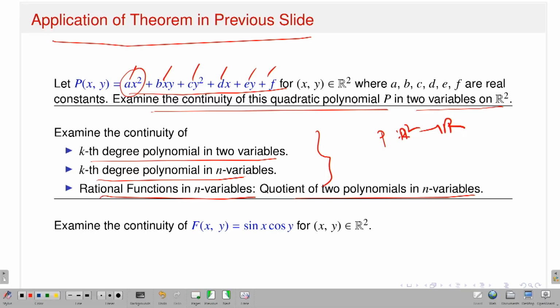Rational functions in n variables, that is, quotients of two polynomials in n variables, you can also examine for continuity using the properties of the algebra of continuous functions I have listed out. Also you can examine the continuity of this function. You can either use the algebra or just use the epsilon delta definition, because you have a sine function and cosine function, and you just estimate the continuity of capital F at any point. You can use trigonometric formulas and the epsilon delta definition, and then I think you will be able to prove the continuity of capital F.